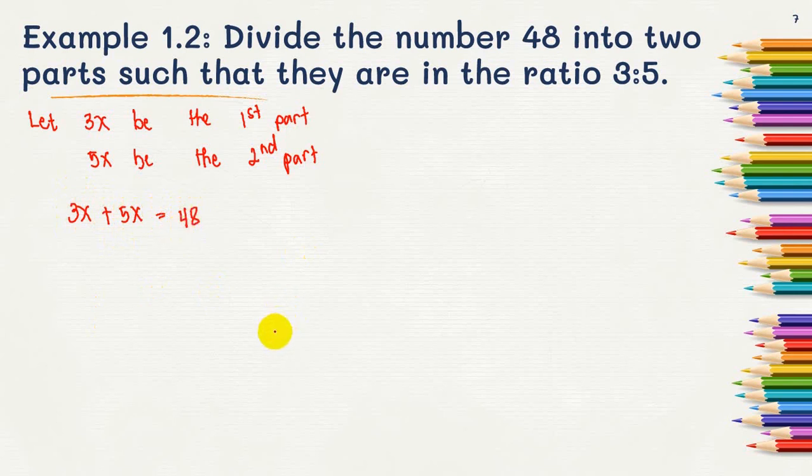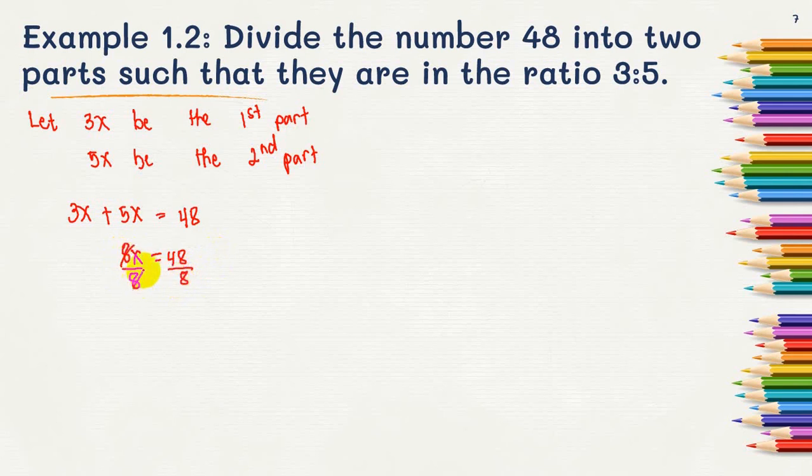Then the next thing, let us simplify and solve. 3x plus 5x are similar terms, so you can combine them. So 3x plus 5x is equal to 8x equals 48. Then to solve for the value of x, isolate it using the multiplication property of equality. Divide both sides by 8. If you divide by 8 here, you have to also do it on the other side.